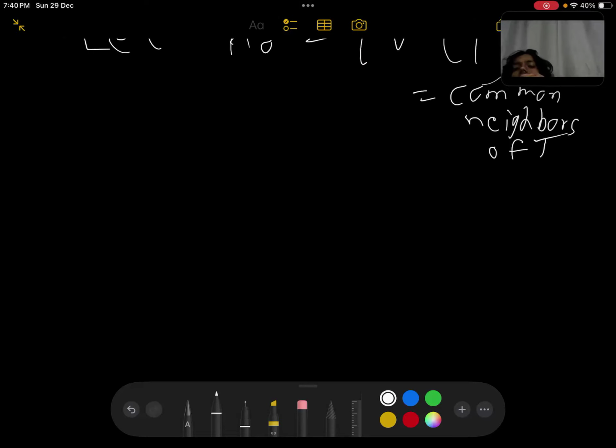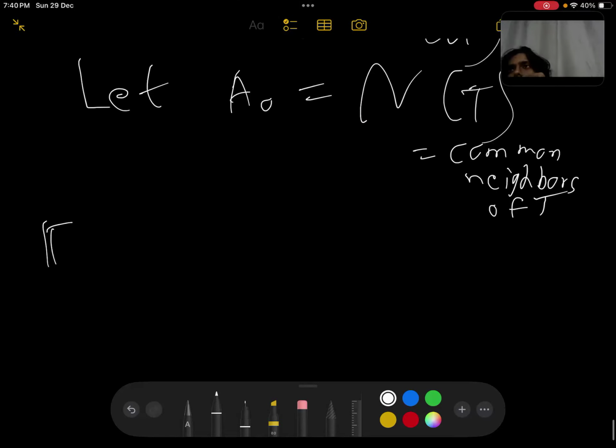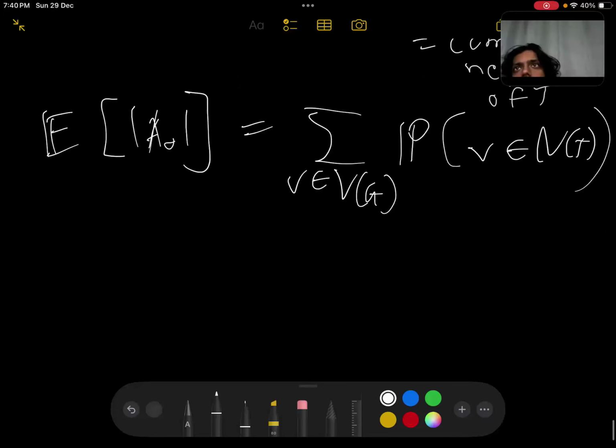And firstly we'll calculate what the expected size of A naught is. That should be at least A. Otherwise, what are we doing? Again, by linearity of expectation, as a sum of indicator variables, the expected size of A naught will be the summation over all V in V of G of the probability that V is in N of T. And what's the probability that V is in N of T?